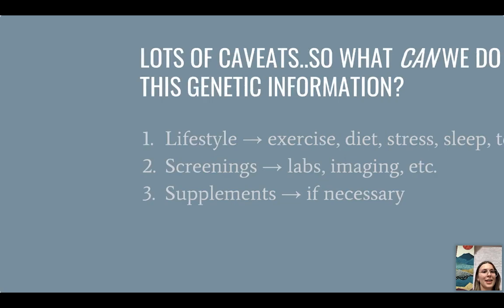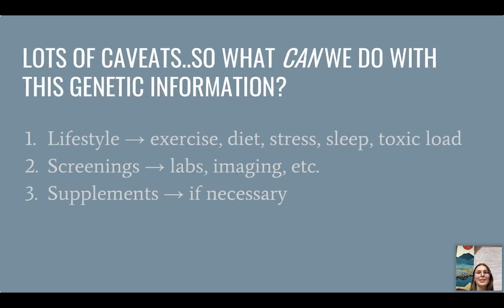And I know I just kind of gave you a lot of caveats and areas of gray to consider, but now the real question is, what do we actually do with this information? And I am by no means looking to give you a pill for each gene, because you'll be overpilled and miserable. So we're not going to do that. But I basically try to break it down into 3 categories or 3 action items. So the first one is lifestyle modifications. Exercise, diet, stress, sleep, and environmental toxicity all play a role in how we can decrease risk for certain conditions.